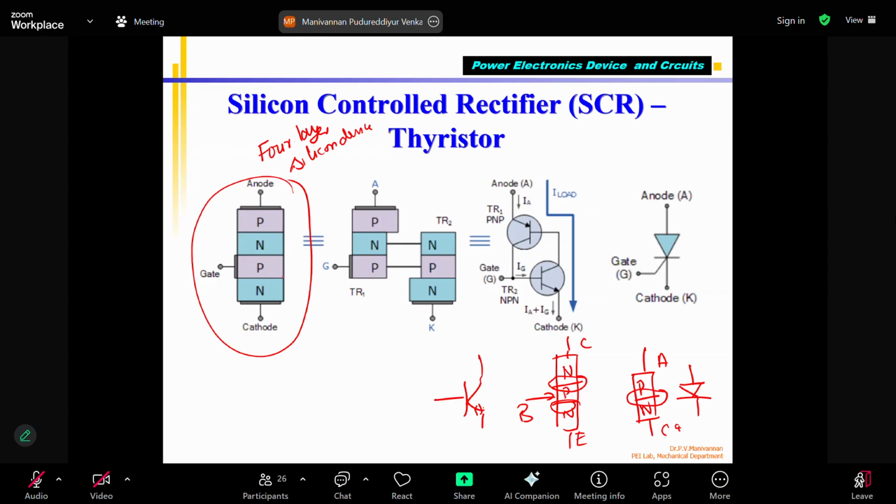SCR is called a 4-layer device. It has one P material, immediately succeeded by N material, followed by P and N. PN together. They are stacked, they are fabricated as a single device. So this is the J1 junction. This is J2 junction. This is J3 junction. In case of transistor, you have J1 and J2. In case of diode, you have a J1. So that's why this is called a 4-layer device.